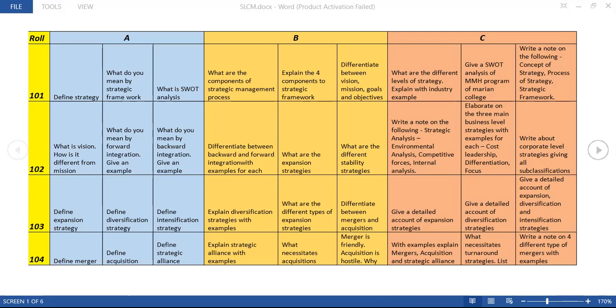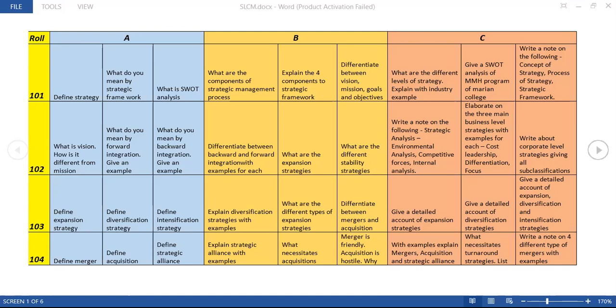Then expansion strategy, stability strategy. Expansion strategy is moving forward, and in stability strategies, we are going to stabilize on whatever we are at now. Then what is diversification strategy? Diversification strategy means diversifying into different sectors, like what V-Guard did. They have ventured into many other businesses. That is what diversification is. Intensification is when you are into one business and you are going to focus on that and intensify with that business itself.